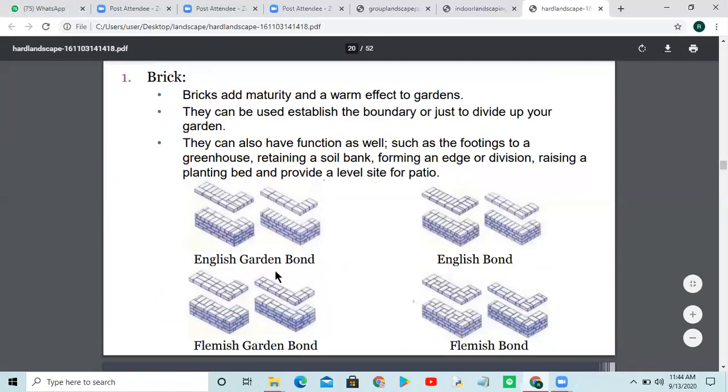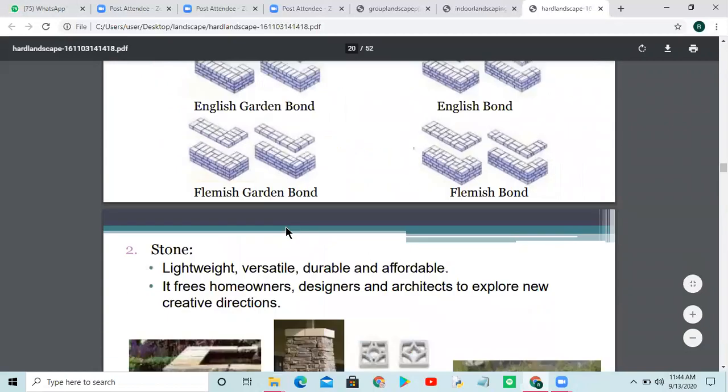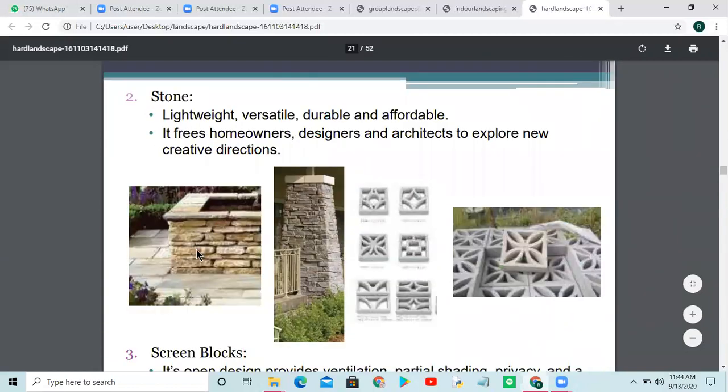Now again, you can see bricks can be used for creating pathways, pavements, and tracks. They can be used in various kinds of bonding. You can see stone also is used as a landscape element, and definitely you decide what kind of wall elevation you want to create with stones.